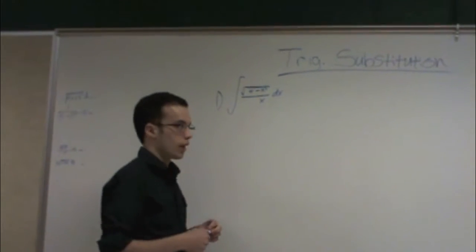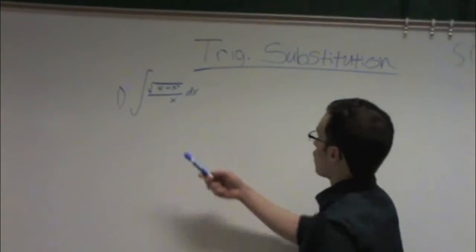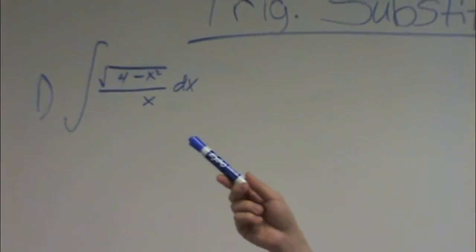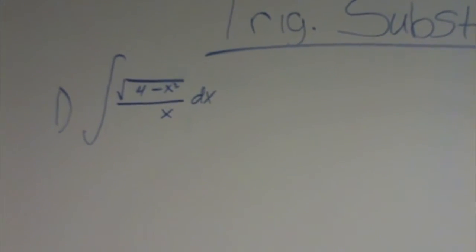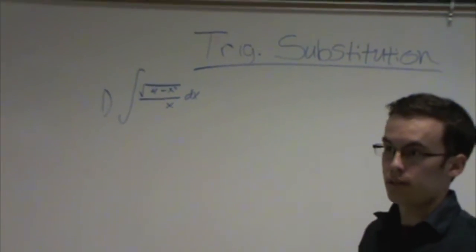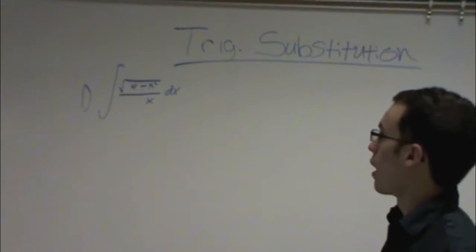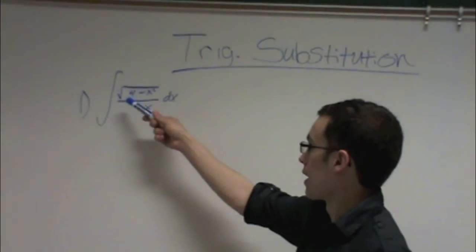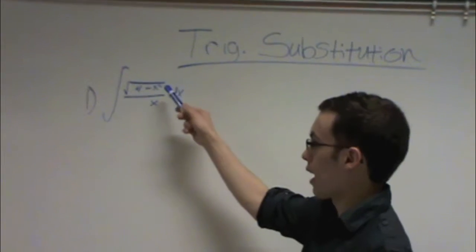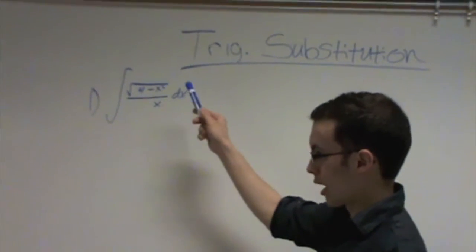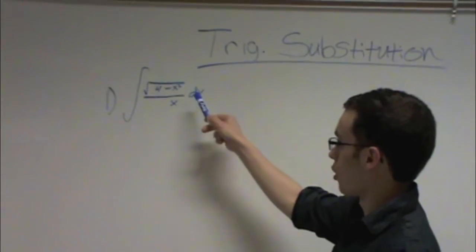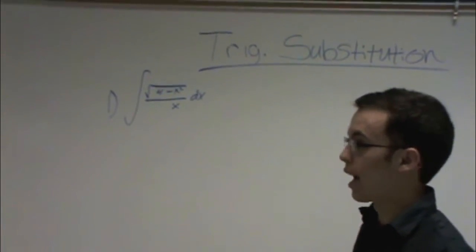The first thing you have to do is look at this term on top, this radical, and determine whether this is one of three forms: either arcsecant, arcsine, or arctangent. You do this by looking at whether it's the constant minus the u term, or the u term minus a constant, or the u term plus the constant. Since this is of the form the constant minus the u term, this is of the form arcsine.